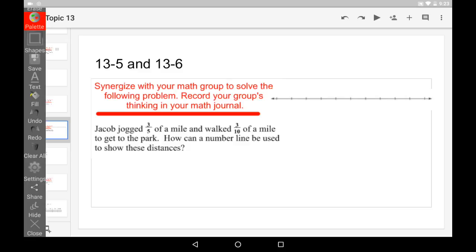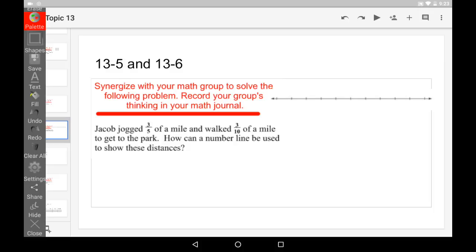So we have our 3/5 that Jacob jogged and walked 3/10 of a mile to get to the park. So how can a number line be used to show these distances? So he jogged 3/5 of a mile and then walked 3/10 of a mile to get to the park. So how can that number line be used?